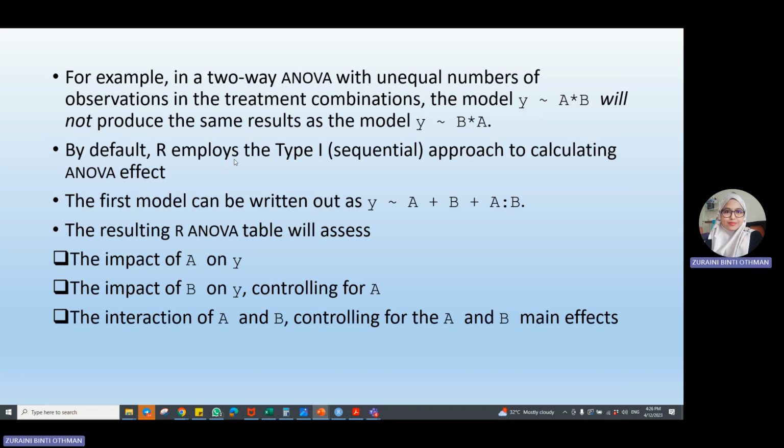Okay. By default, R employs the type I sequential approach to calculating ANOVA effects. The first model can be written out as this: Y is equal to A plus B plus A interaction with B. This is the two factors and this is the interaction between the two factors. Okay, the resulting R table will assess the impact of A on Y and the impact of B on Y. Okay, this is what the result will be: the impact of A, the impact of B, and the interaction of A and B, controlling for the A and B main effects.